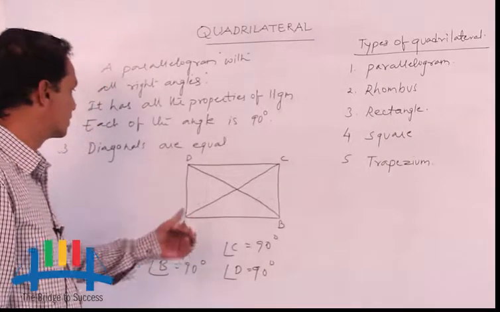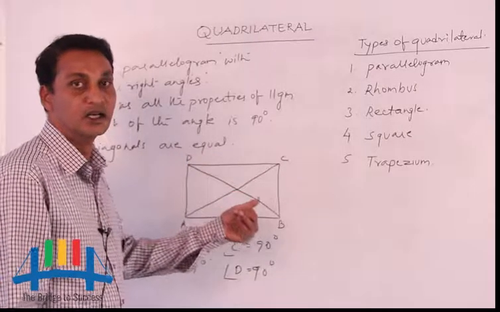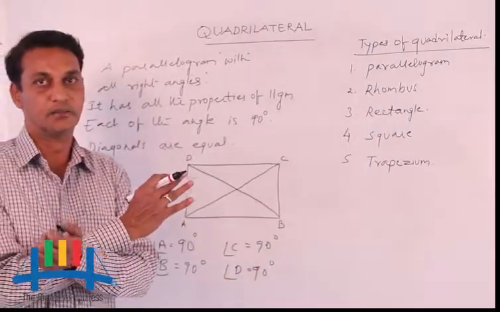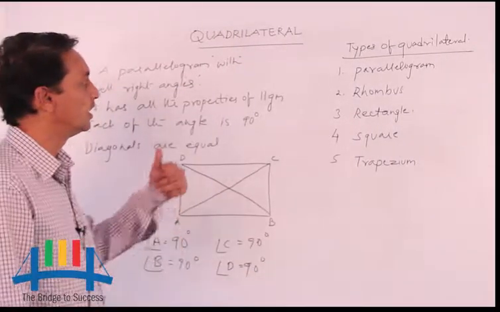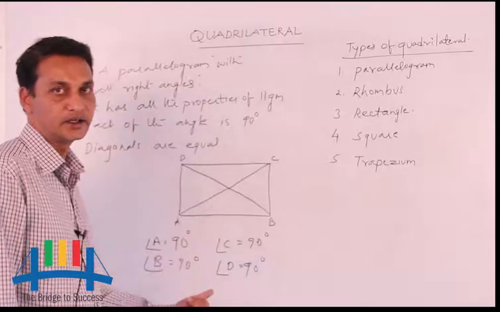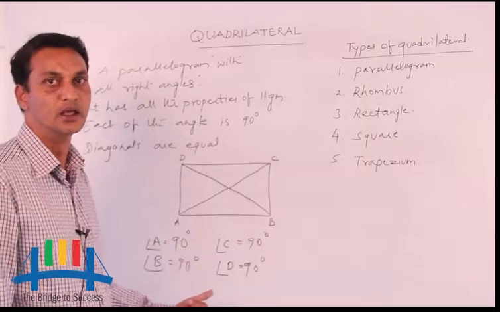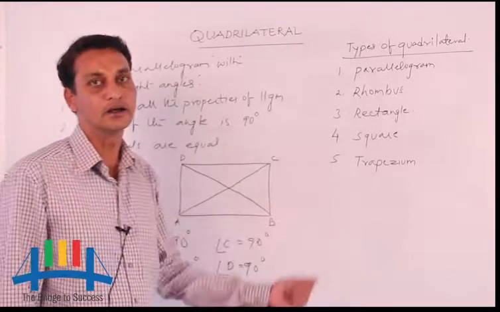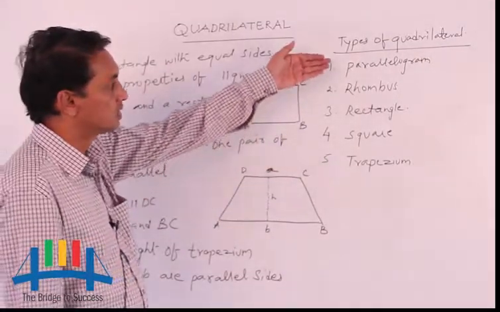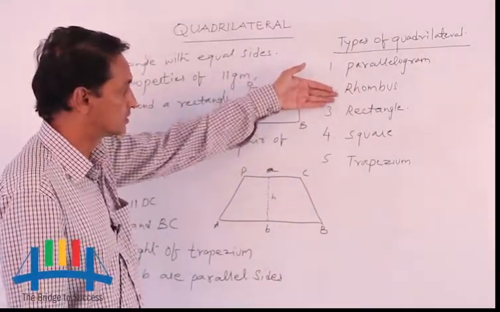And what else can we say? The diagonals are equal. They bisect each other, but they are equal. That is the main difference between a parallelogram and a rectangle. The remaining properties are the same between a parallelogram and a rectangle. Until now we have seen about parallelogram, rhombus and rectangle.